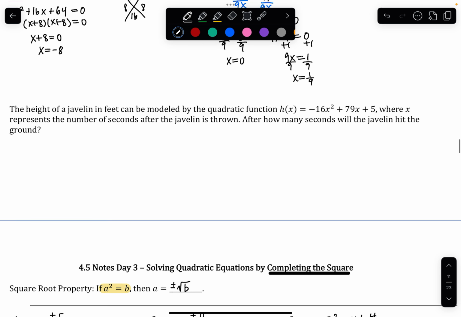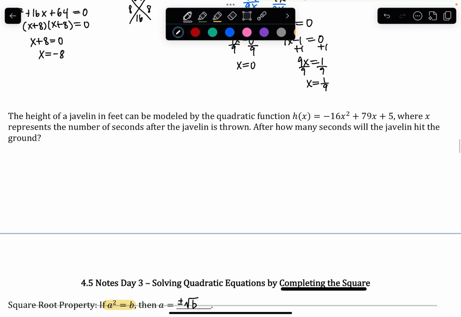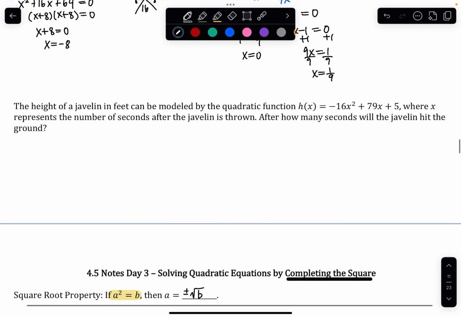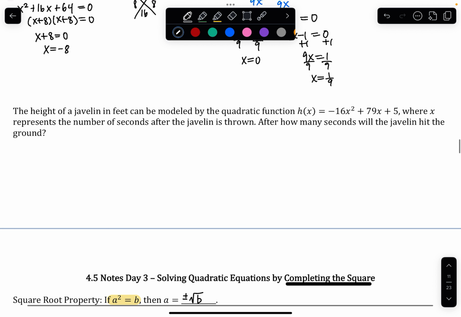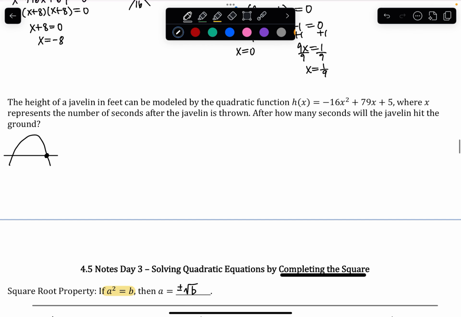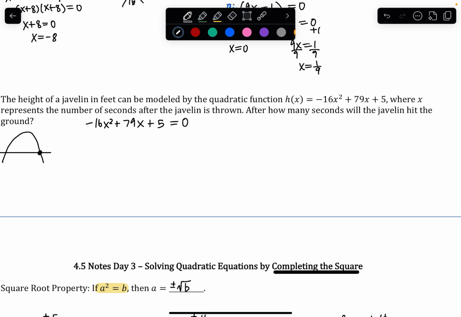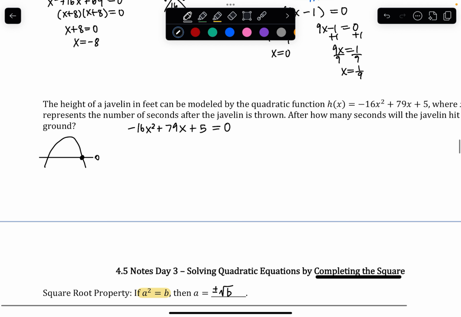Okay, this last one is an application problem. The height of a javelin in feet can be modeled by the function h of x equals this, where x represents the number of seconds after the javelin is thrown. After how many seconds will the javelin hit the ground? Okay, and so for picturing this, it's going to be an upside down quadratic, and it's going to hit the ground at some point. Okay, and so that means we need to set the negative 16x squared plus 79x plus 5 equal to 0. That's the ground when y is 0.